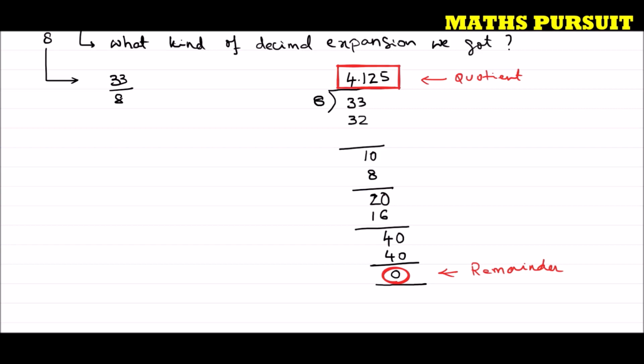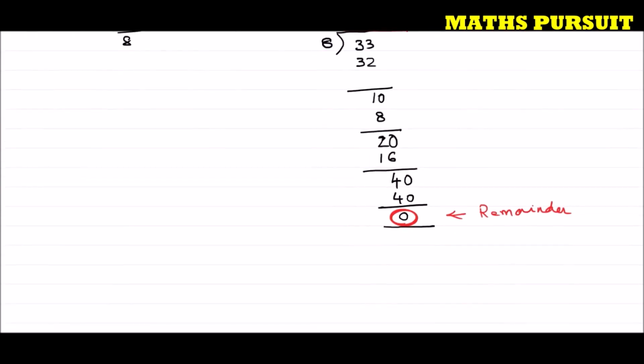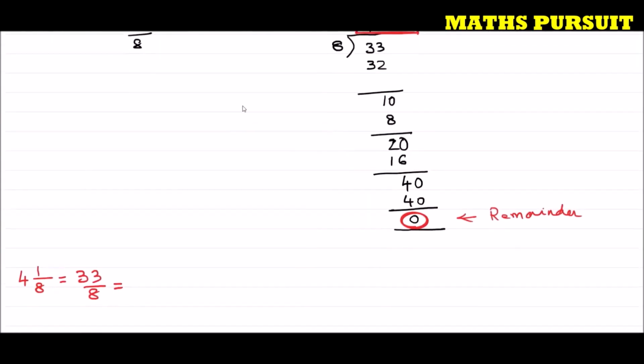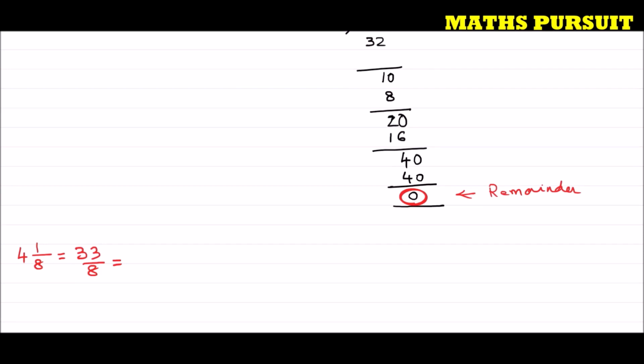So we can write our concluding answer saying that 4 1 upon 8 is equal to 33 upon 8, and that is equal to 4.125, and we can put our comment saying that this is a terminating decimal expansion. That's all guys.